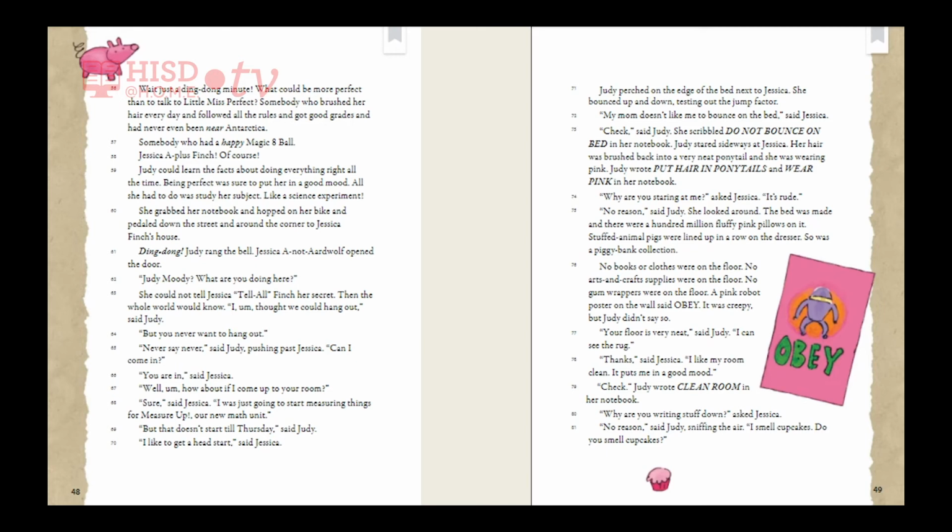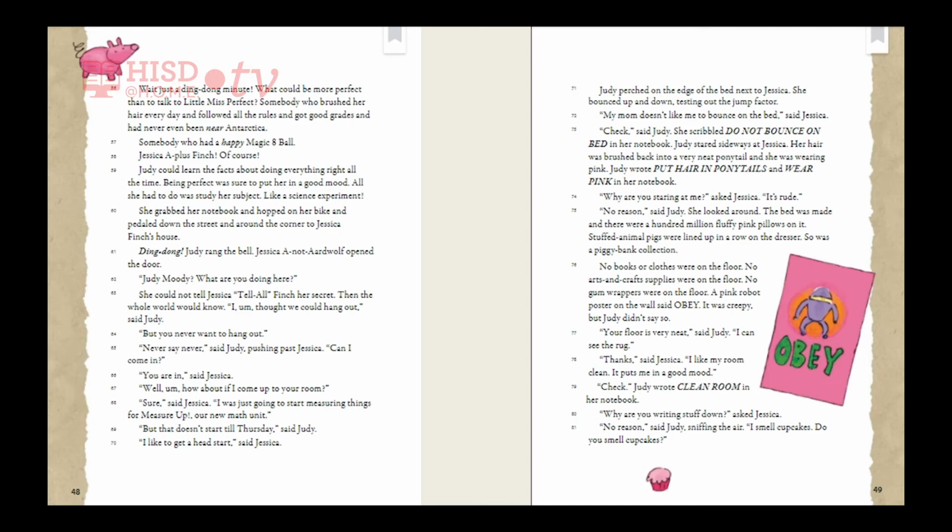She looked around. The bed was made and there was 100 million fluffy pink pillows on it. Stuffed animal pigs were lined up in a row on the dresser. So was a piggy bank collection. No book or clothes were on the floor. No arts and crafts supplies were on the floor. No gum wrappers were on the floor. A pink robot poster on the wall said, "Obey." It was creepy, but Judy didn't want to say so.